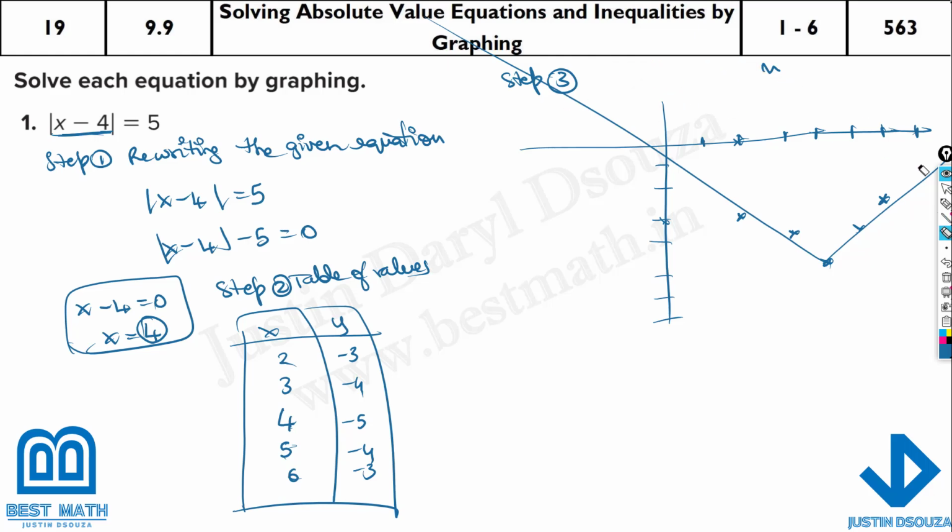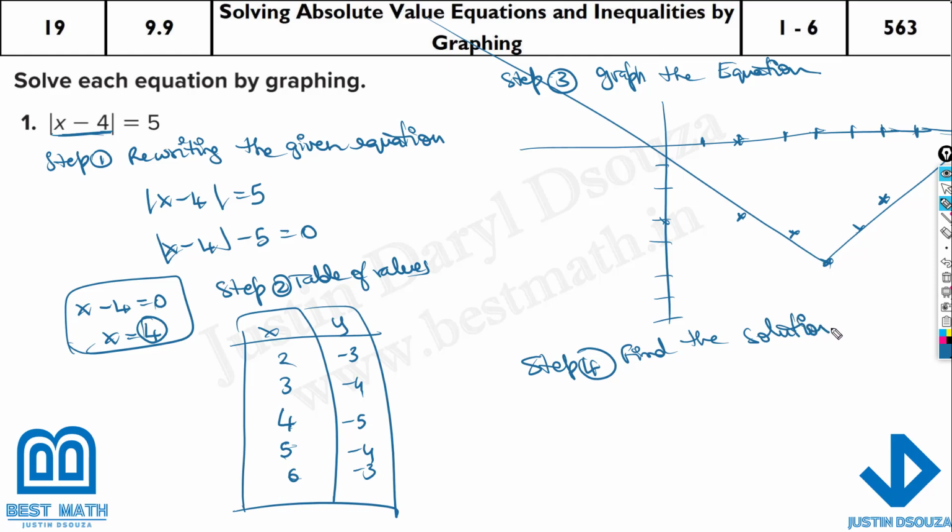I hope you understand this is graphing: graph the equation, the given equation or the question, anything. Now then, step 4. If you extend this a lot, you will come to know where it intersects. That's the solution region, right? Now what you do in step 4 is find the solution. Graphing is done, find the solution.